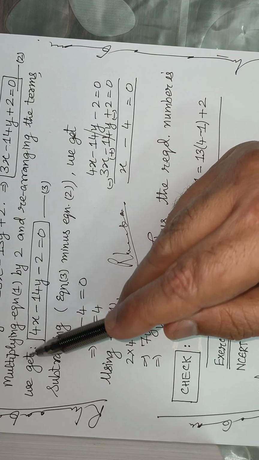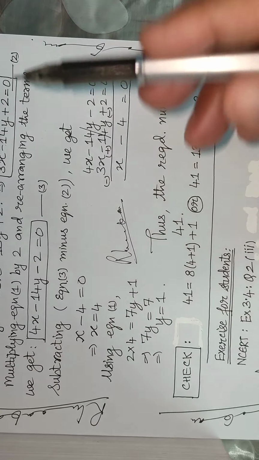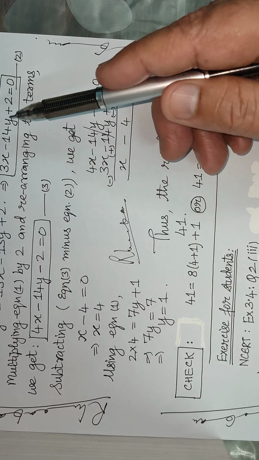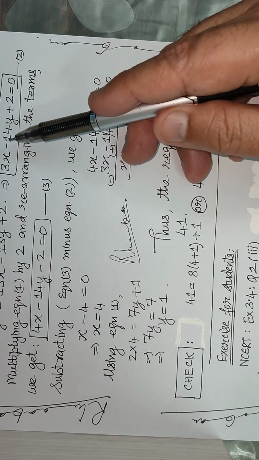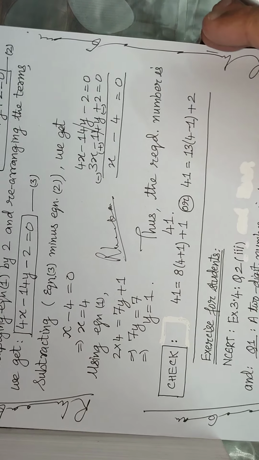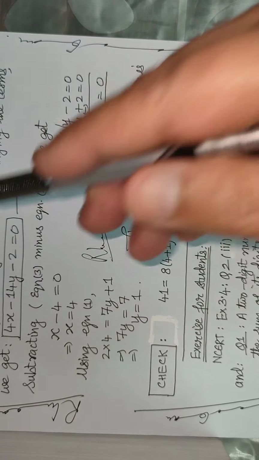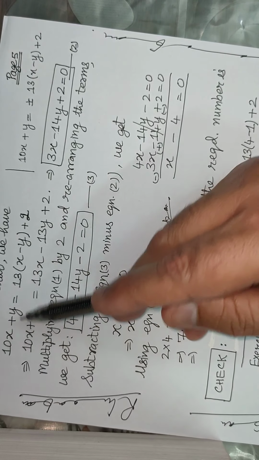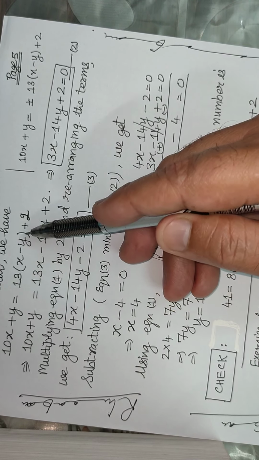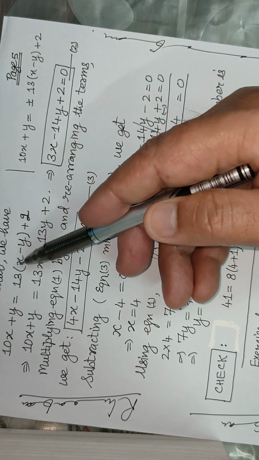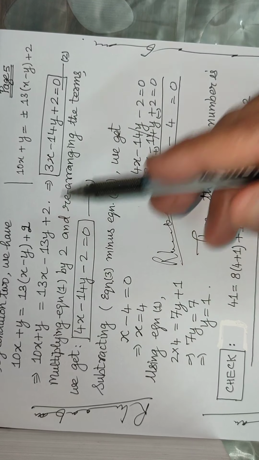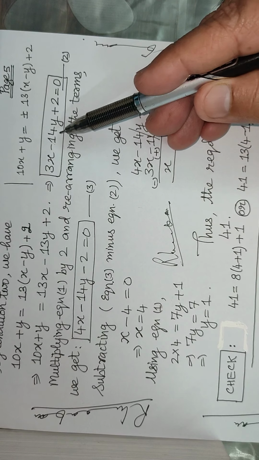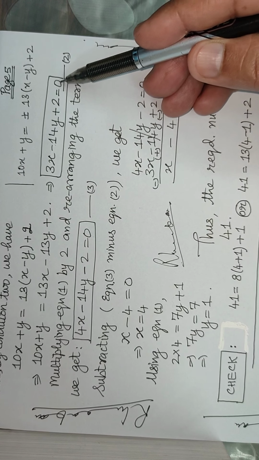But since we have been able to clearly detect that x is bigger than y, I have taken 10x plus y equal to 13 times x minus y plus 2. Simplifying this equation, I get 3x minus 14y plus 2 equal to 0.